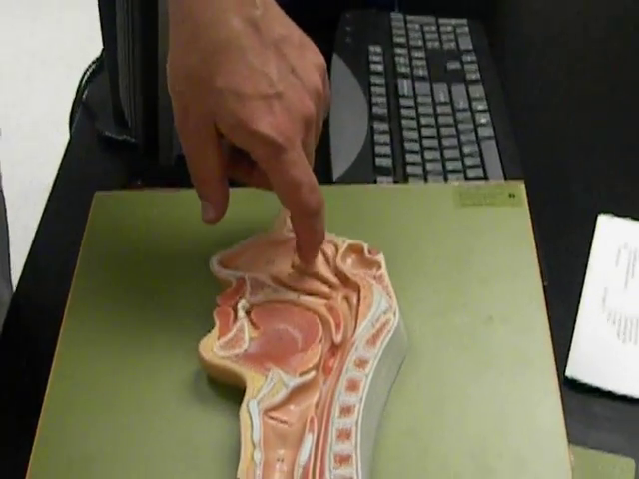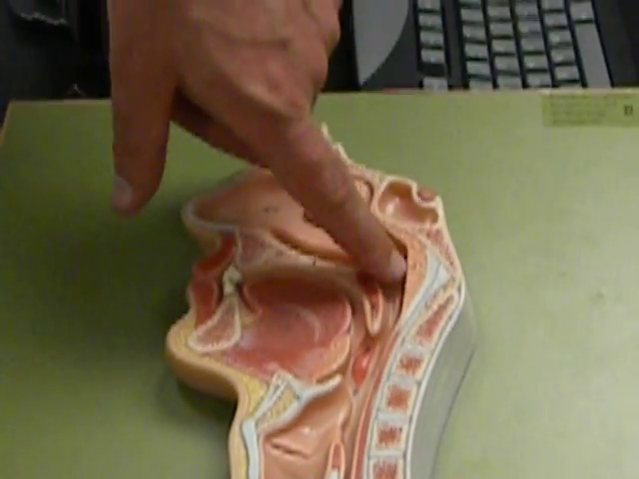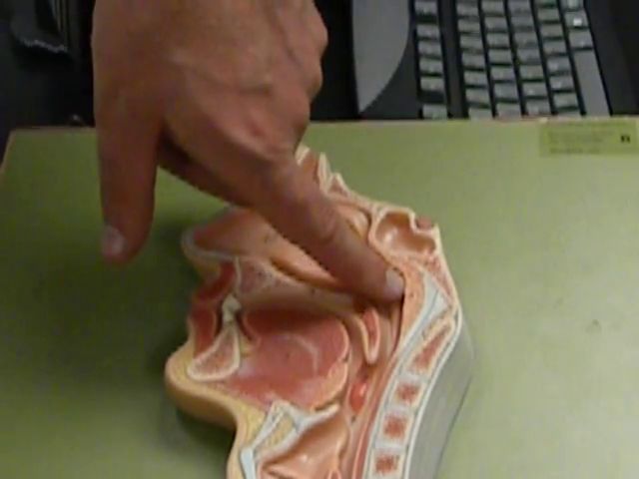Okay, we're going to do the respiratory system and the digestive system at once. We're going to start with the nasal cavity up here behind the nose. You can see the conchae. We have a nasal pharynx in the back. We don't have a really good example of where the auditory tube comes into the nasopharynx.